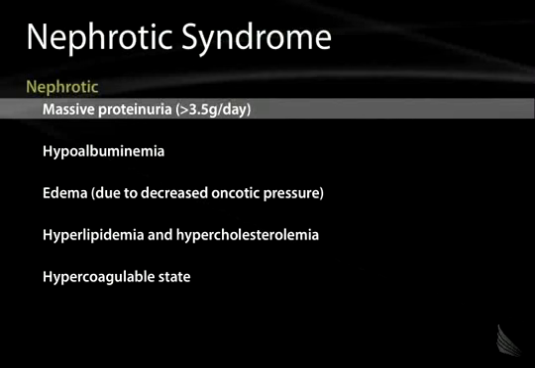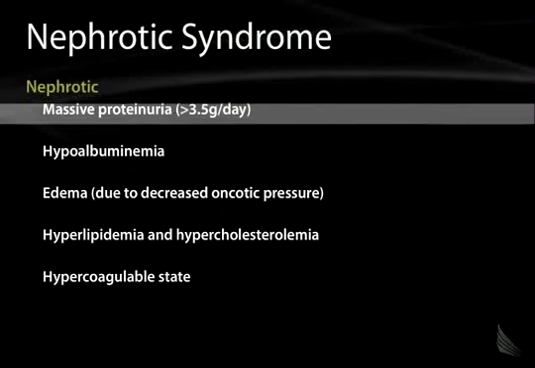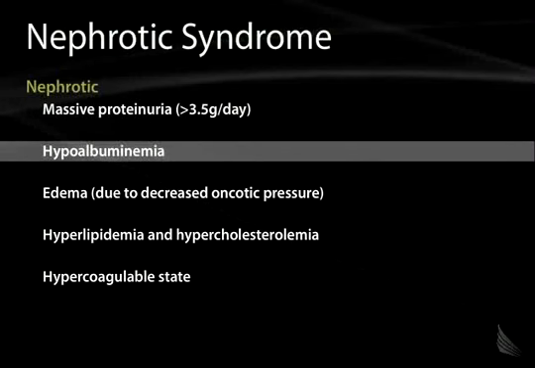The standard cutoff for this is about 3.5 grams per 24 hours. What happens in this disease is proteins that are normally not filtered at the glomerulus remain in the plasma. For some reason, the glomerulus doesn't work properly, and the proteins are able to cross the basement membrane and enter the urine. The consequence of this is hypoalbuminemia. They spill so much albumin into their urine that they have very little left over in the plasma.